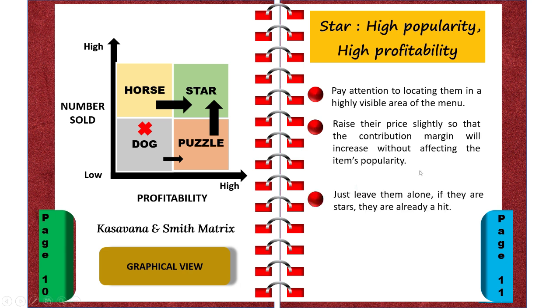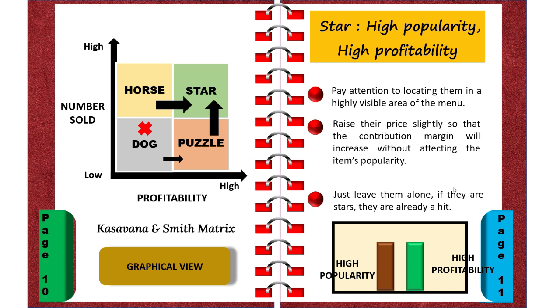Another decision could be just leave them alone, because they are already stars and already hit items. So we can take a decision, or we may not take a decision. And if you see graphically, their popularity and profitability are almost at the highest order. This is the decision we can take about the star category items. What next?